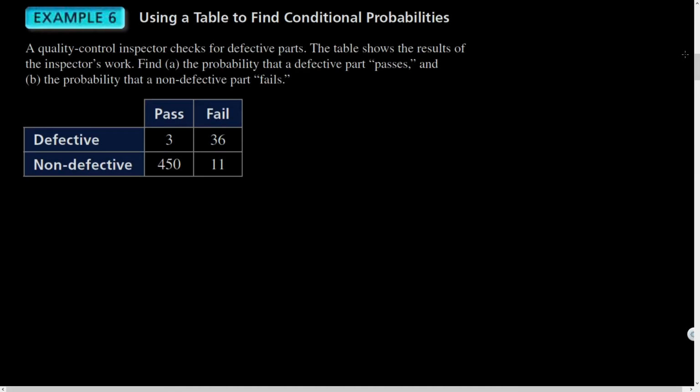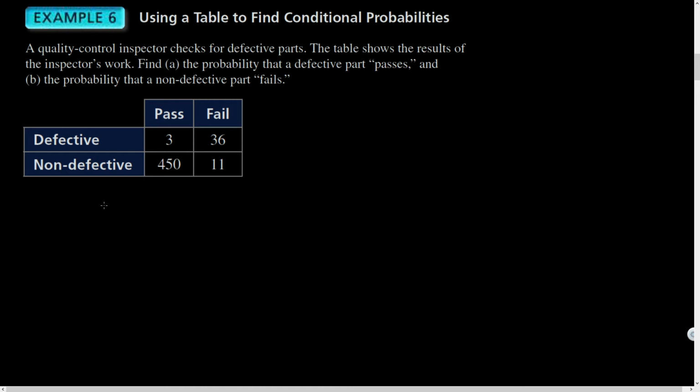All right, this is interesting. So here we go. A quality control inspector is someone who checks for defective parts coming out of a factory or something. The table shows the results of the inspector's work. Find A, the probability that a defective part passes, and B, the probability that a non-defective part fails.